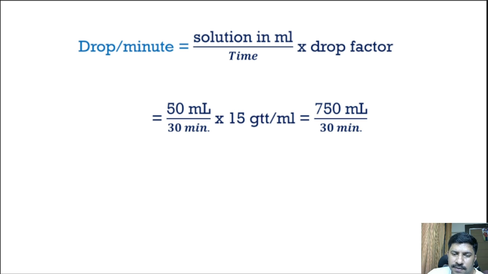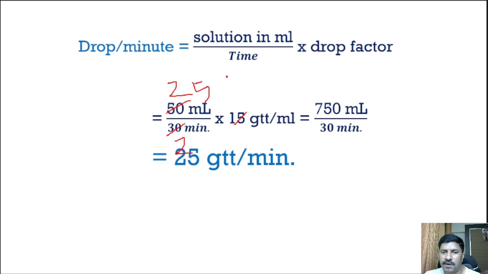So by solving, 15 will go into 30, that is 2 times. Then 50 divided by 2 is 25. So directly you can find the answer here. Correct answer is 25. Otherwise you can write it as 50 into 15, that is 750, divided by 30. Then also you will get the answer 25. So the correct answer is 25 drops per minute.